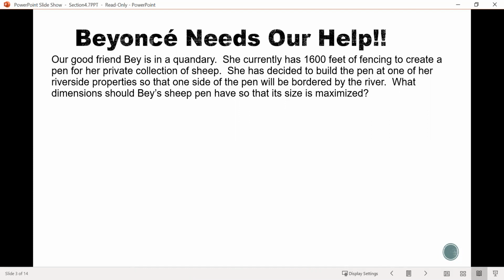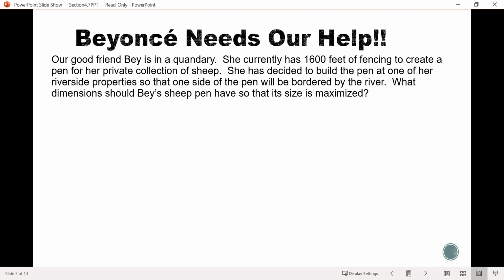She currently has 1,600 feet of fencing to create a pen for her private collection of sheep. She has decided to build the pen at one of her riverside properties so that one side of the pen will be bordered by the river, so she doesn't need to have a fence on that side. We want to figure out what dimensions the sheep pen should have so that its size is maximized.